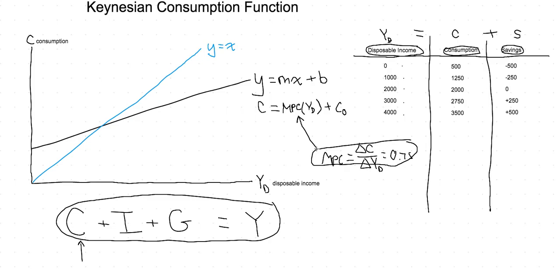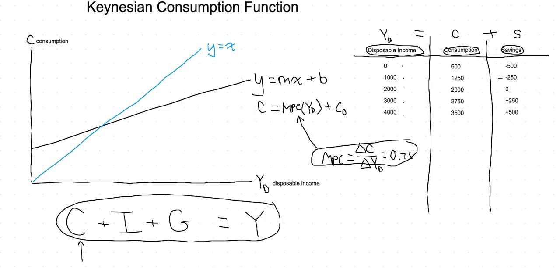It's basically how effective increasing disposable income will be at increasing consumption. So the higher the marginal propensity to consume, the more effective adding disposable income into the economy will be at increasing aggregate demand. The rest of the money in disposable income is stored into savings.